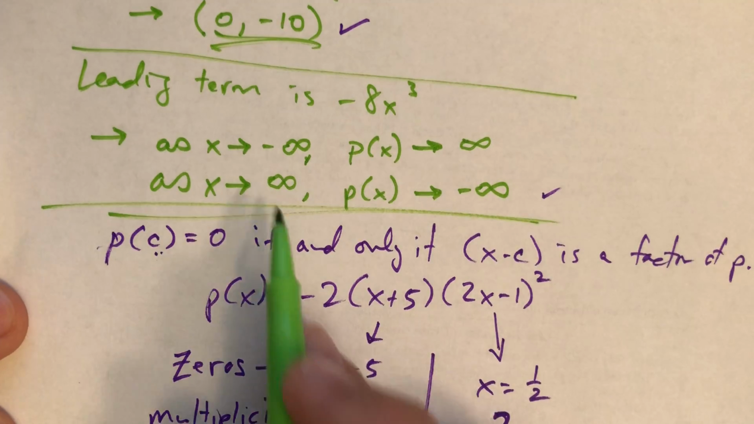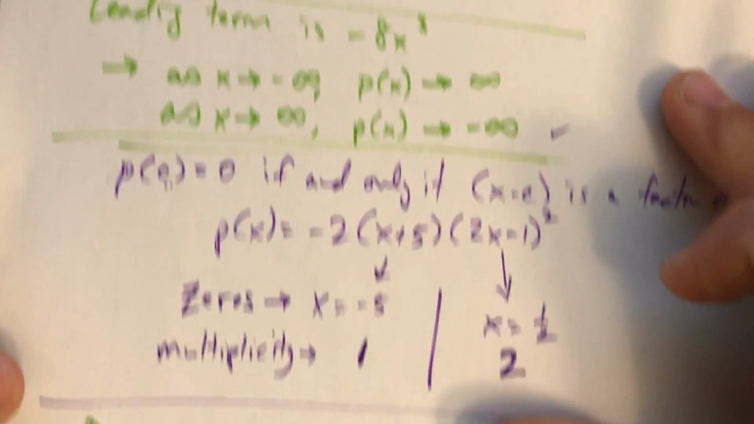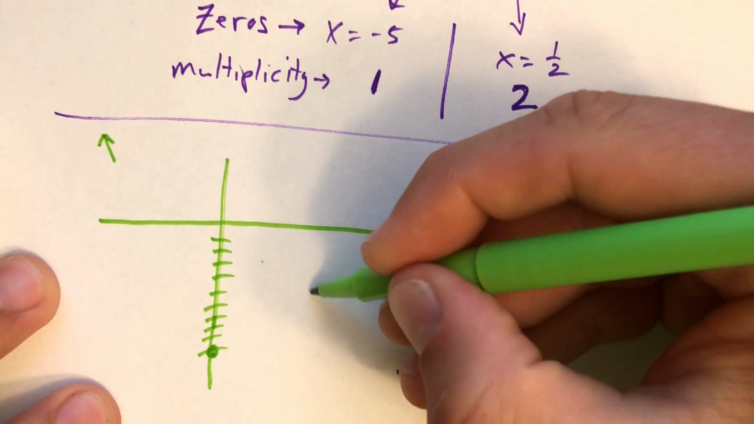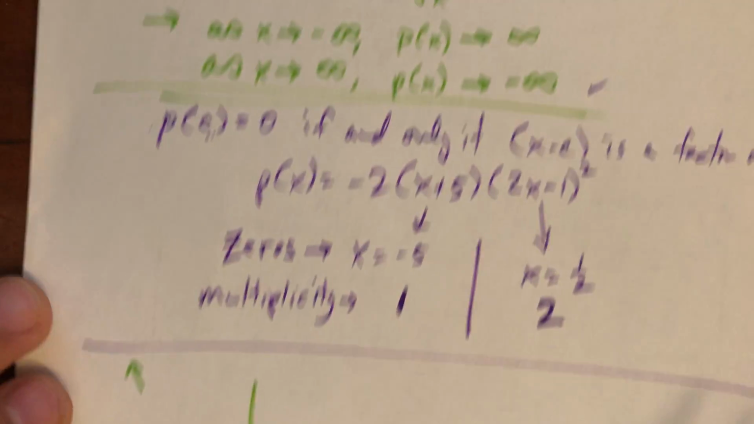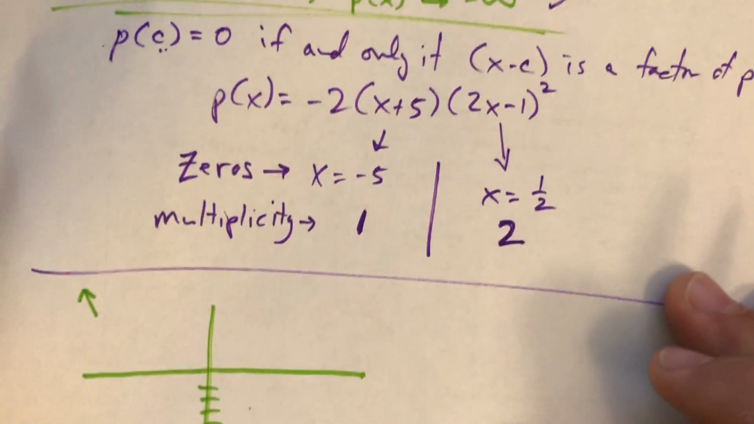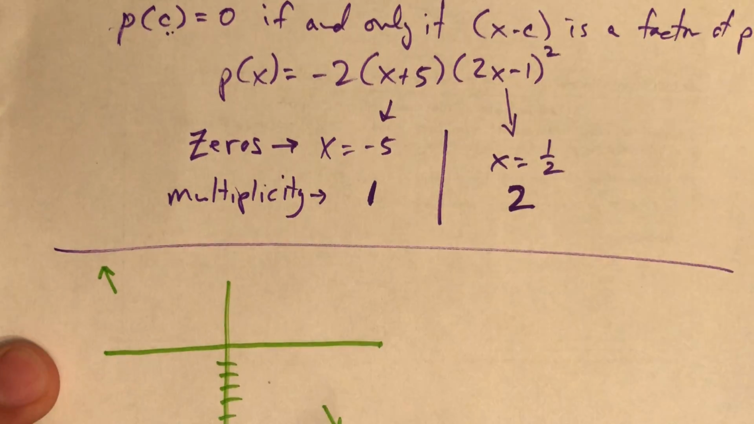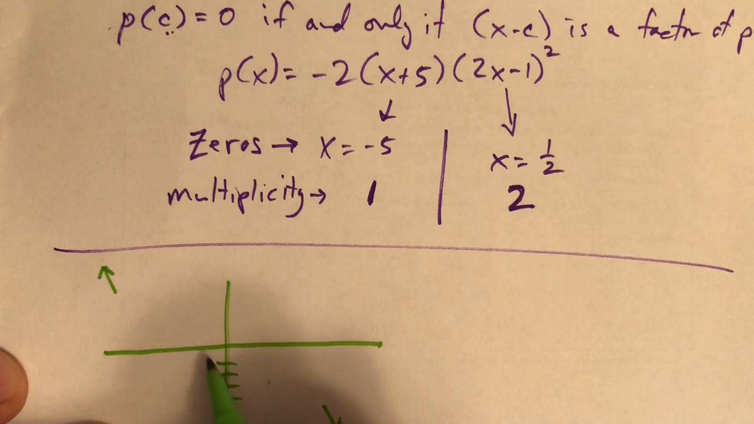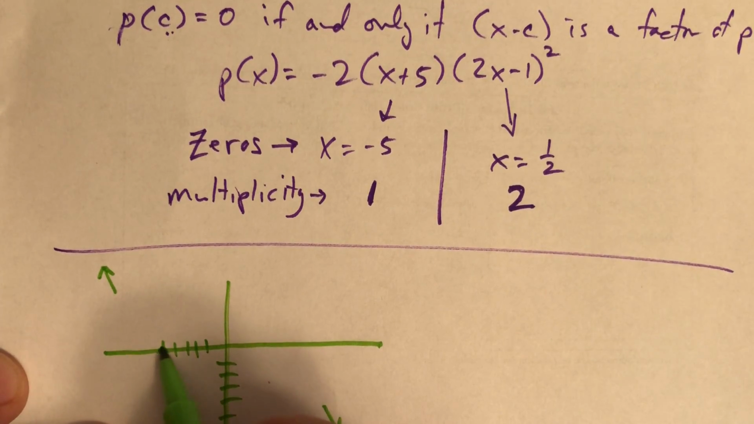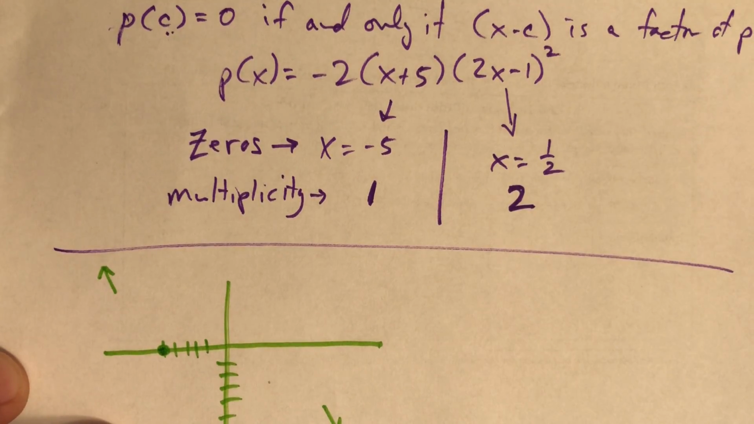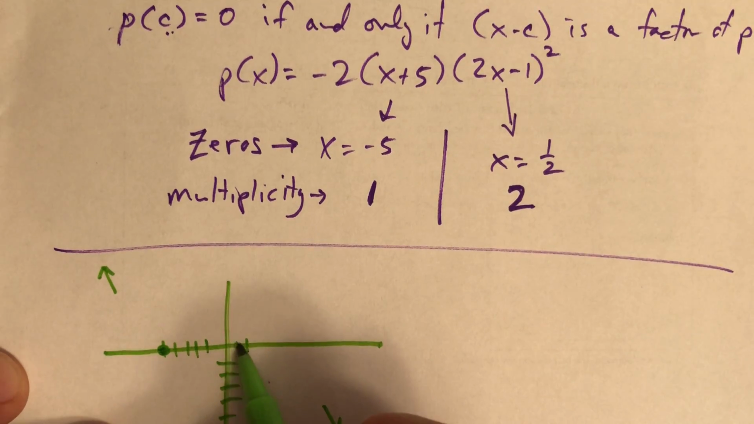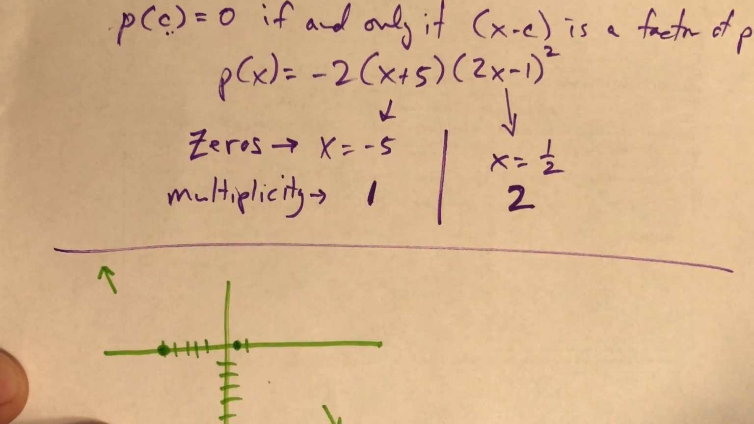And as we go to the right, we're going to go down. All right, there's our end behavior. Now we have our zeros. So these, again, are x-intercepts, and we can put them on there too. So 0, 1, 2, 3, 4, 5 in the negative direction. There it is. And we've got x equal 1/2. So that's like there. All right.